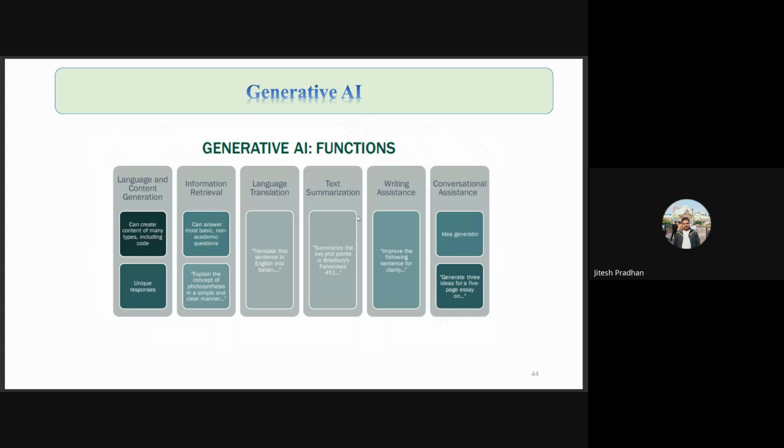Now, where we can use this generative AI function: language and content generation, where we can create content of many types, including code. Then we can do information retrieval. From information retrieval, we can put in a paragraph and find out the keywords, or retrieve important points from the paragraph. We can do language translation, text summarization, writing assistance, and conversational assistance also, where we can literally converse with the AI. These are some common functions of generative AI.